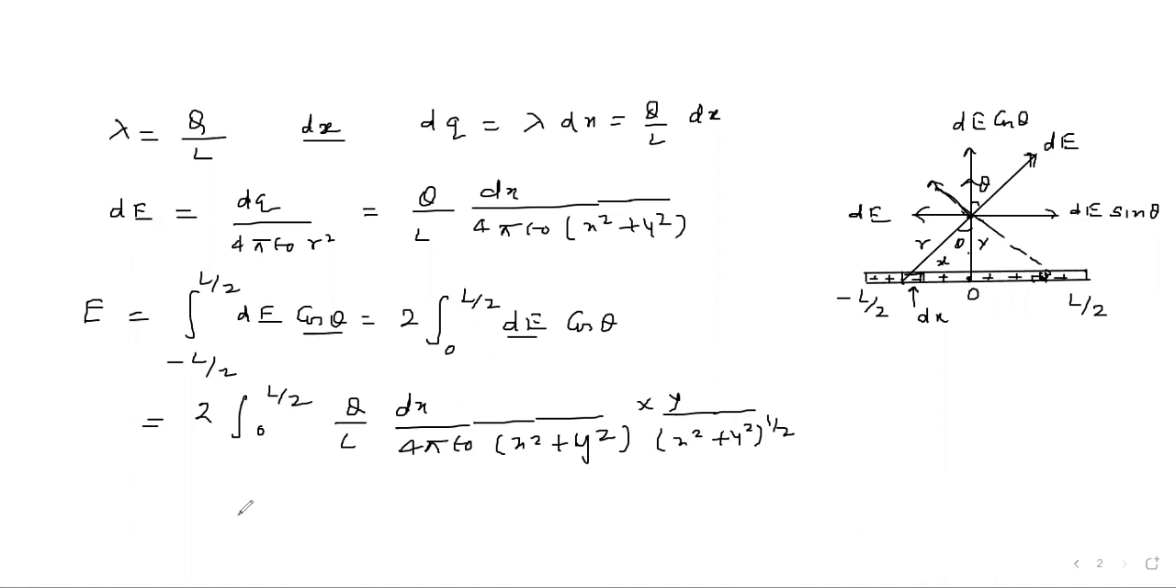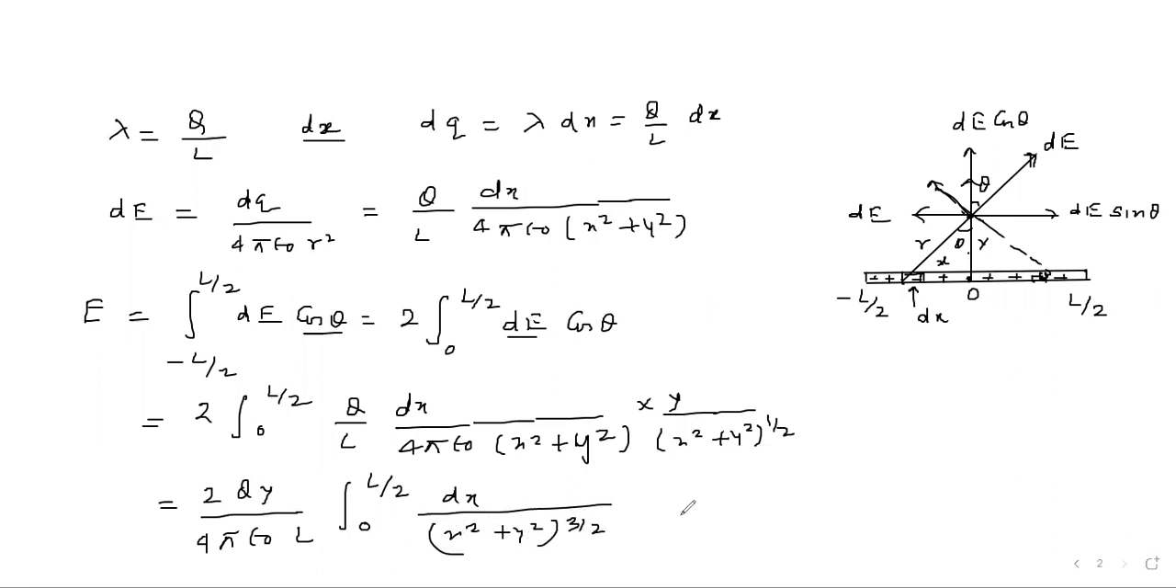So we further write it as 2qy divided by 4 pi epsilon naught times L, integration 0 to L by 2, dx divided by (x square plus y square) whole power 3 by 2. Now we can do substitution. So here x varies but y is constant.